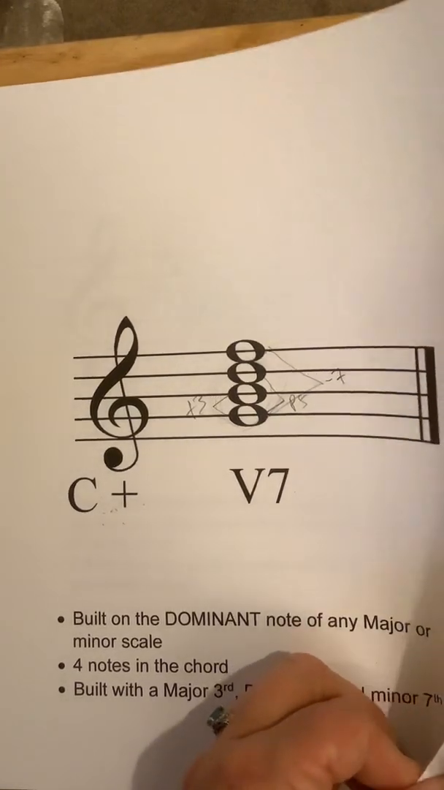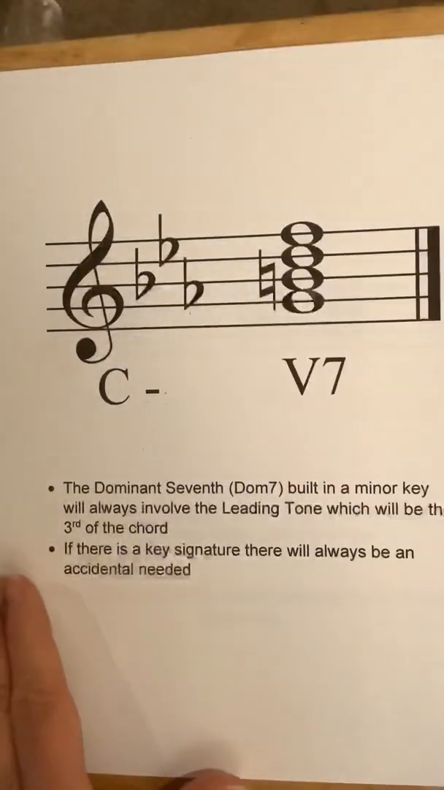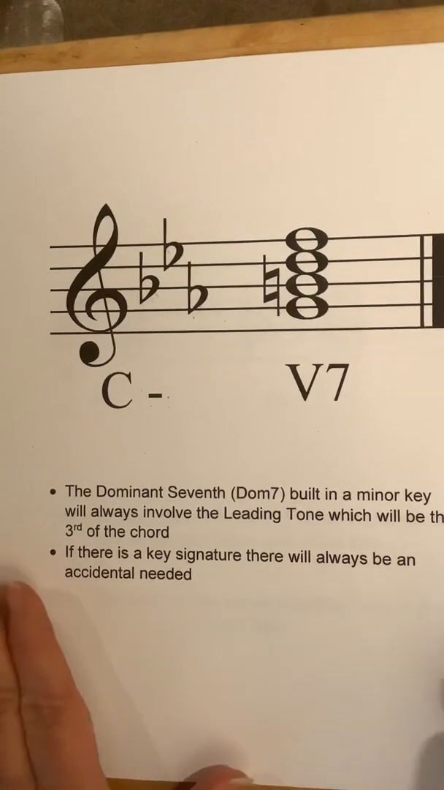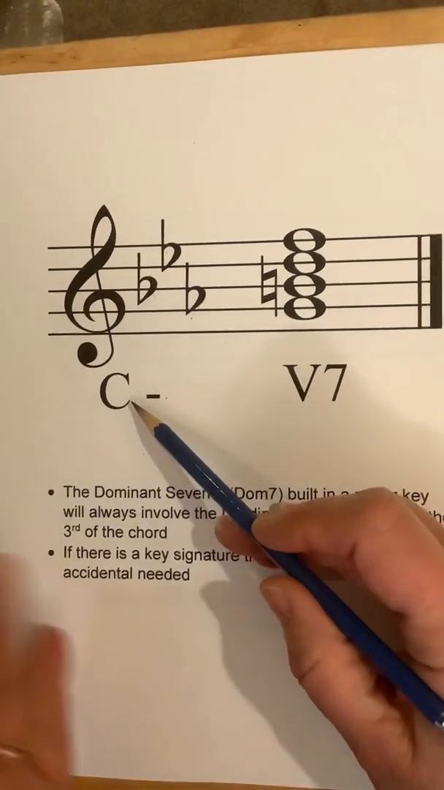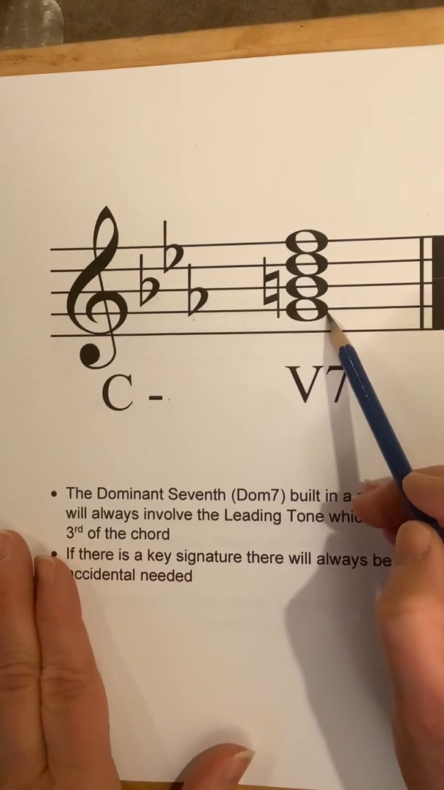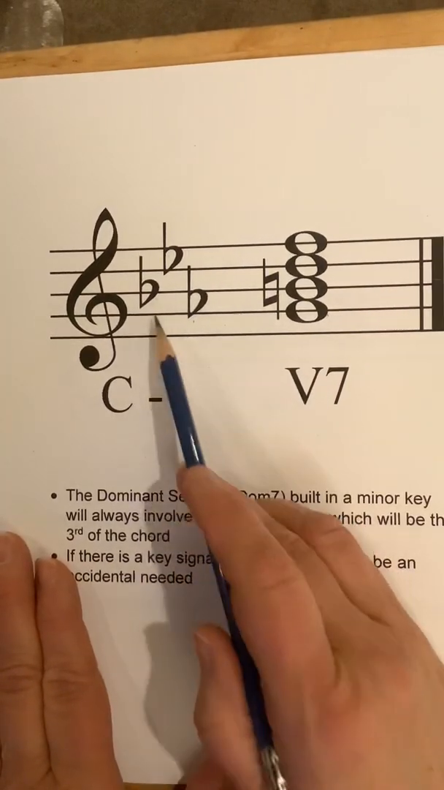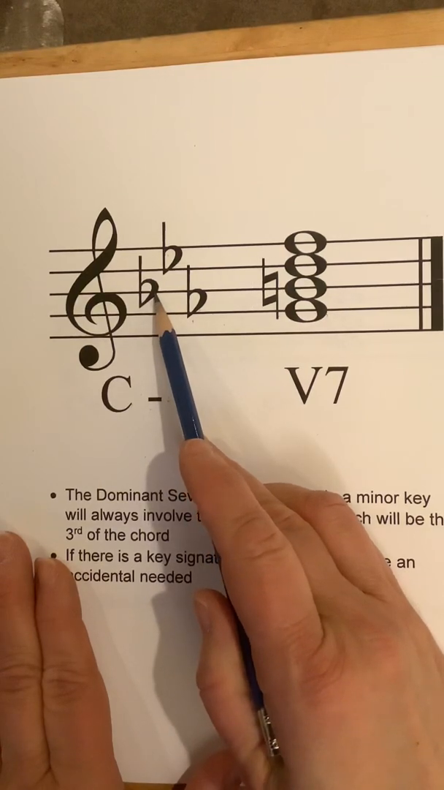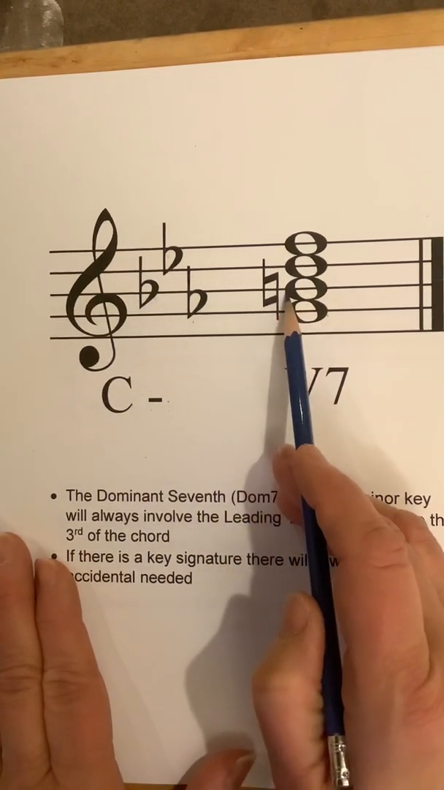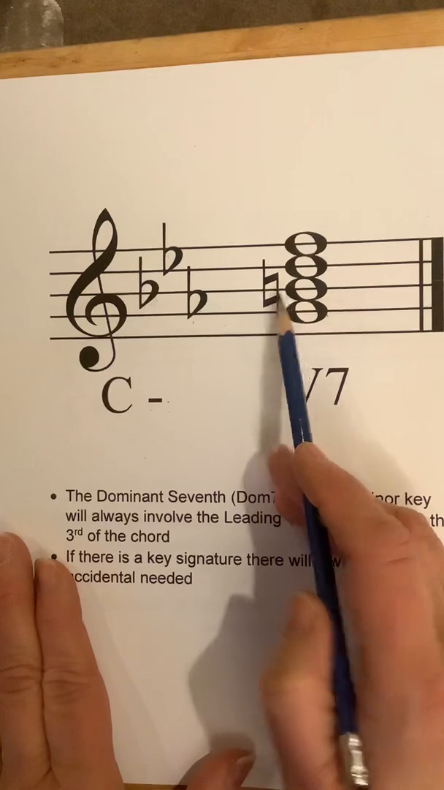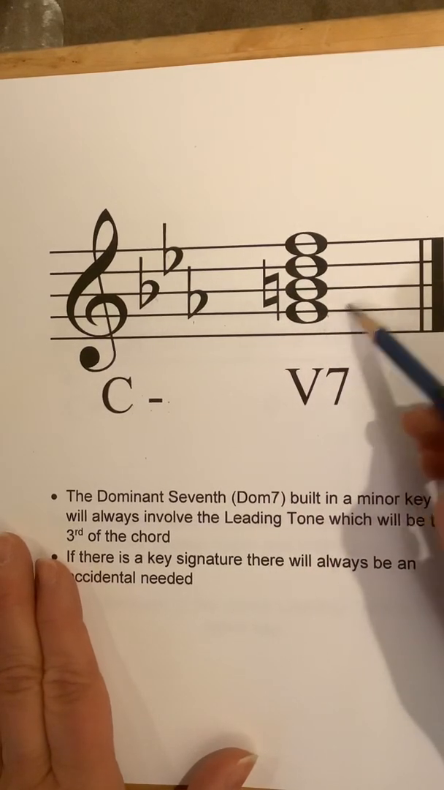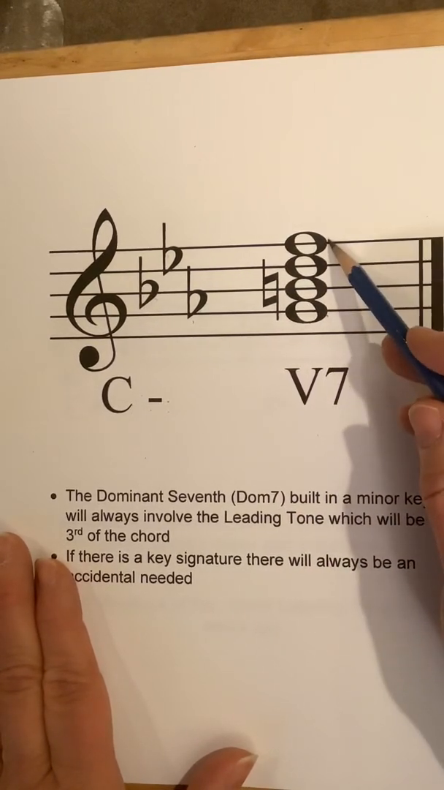Now, if we go into a minor key, C minor, the chord is going to be exactly the same, because any time you count from C, you're going to end up with G as your dominant. And when you build this 4-note chord, we work in harmonic minor for this. So your 7th note, which is B flat, will be raised that half step to make it a leading tone. So we still have the major third, the perfect fifth, the minor 7th.